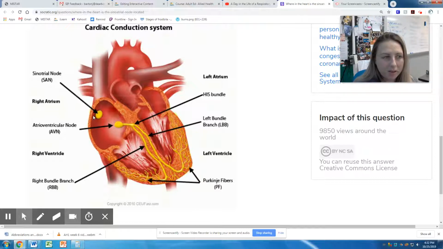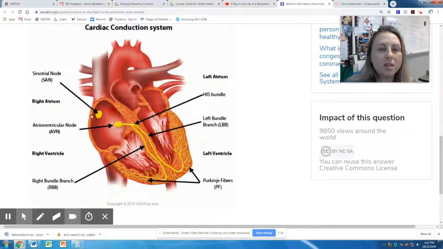Okay, to abbreviate sinoatrial is SA. That's spelled wrong, but it's sinoatrial and it's SA. So that's the pacemaker of the heart. The SA sends signals through the atrium to the AV node, which then goes through the bundle of His, through the bundle branches down to the Purkinje fibers.